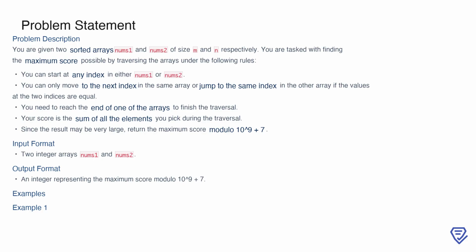Because the score might be large, you'll return the result modulo 10^9 + 7. The input consists of two integer arrays, and the output is a single integer representing the maximum score. Let's walk through some examples to better understand these rules.